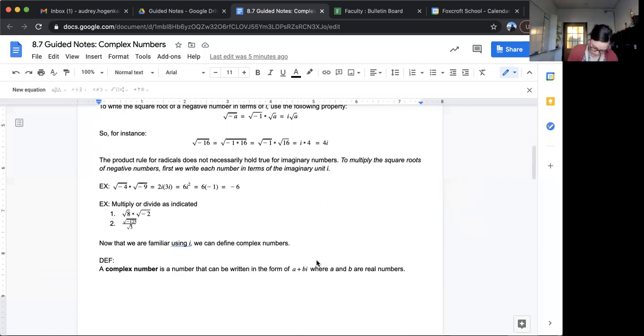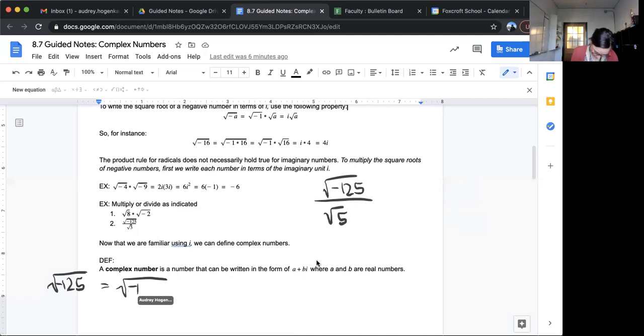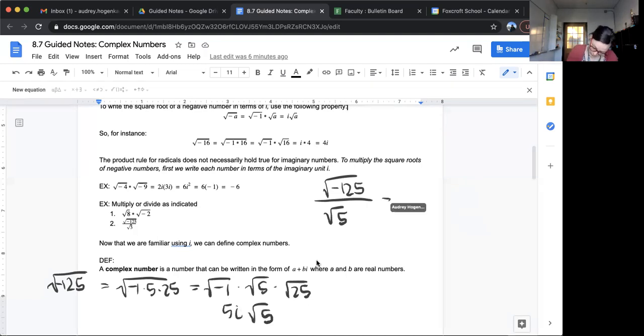Next up, we have the square root of -125 divided by the square root of 5. The square root of -125, we can go ahead and break up. We know that's going to be equal to the square root of -1 times 25 times 5, since 25, 50, 75, 100, 125. So the square root of -1 times the square root of 5 times the square root of 25. The square root of 25 is 5, the square root of -1 is i, so 5i square root of 5 is going to be our numerator.